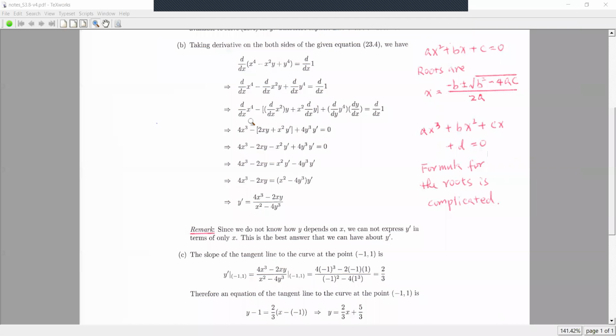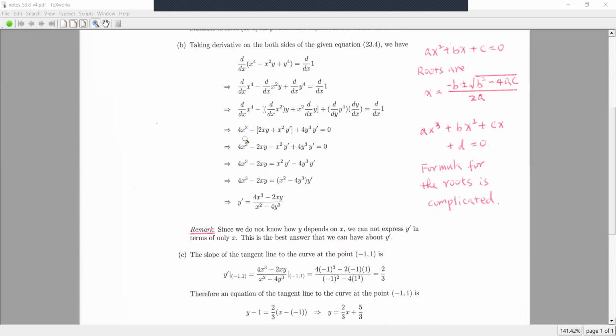By the formula for power functions, the derivative of x to the 4th is 4x to the 3rd. This one is 2x. The derivative of y is y prime. The derivative of y to the 4th with respect to y is 4y to the 3rd. The derivative of y is y prime. And this derivative is 0.